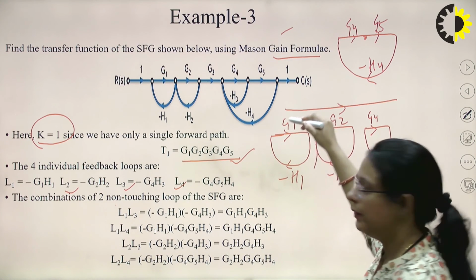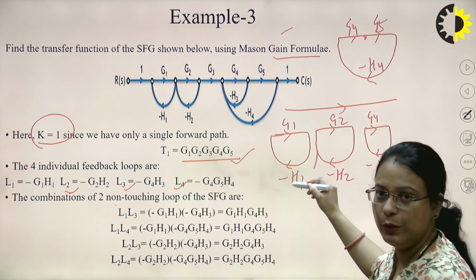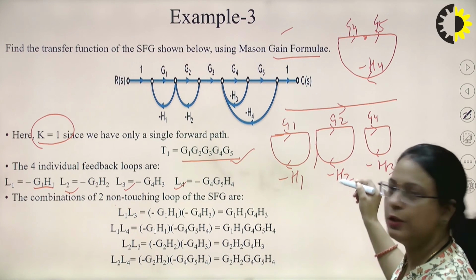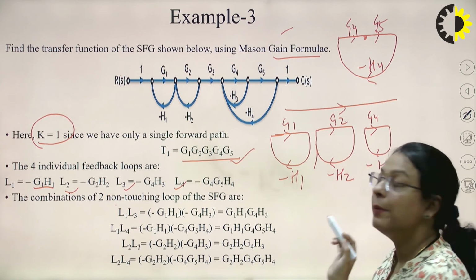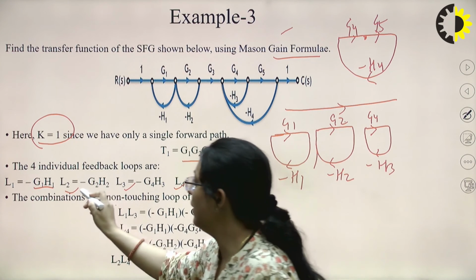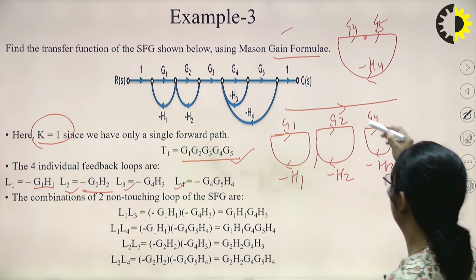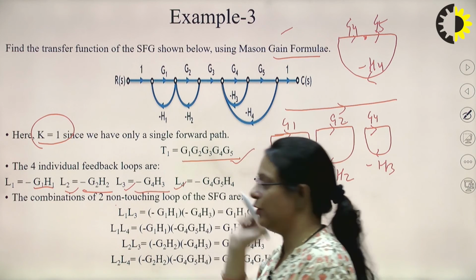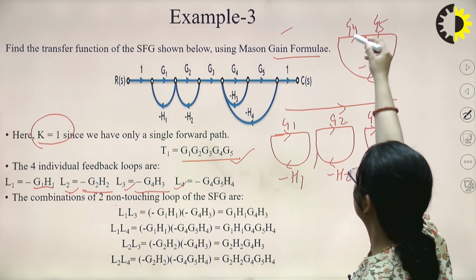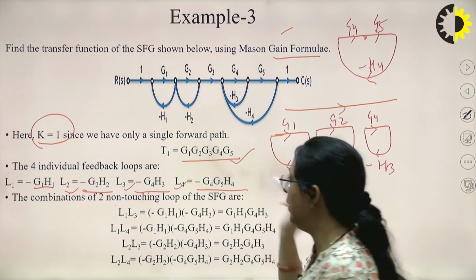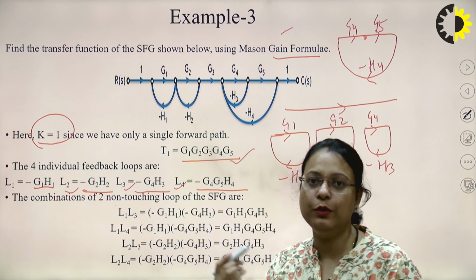For L1, the gain will be minus G1 into H1. For L2, the gain will be minus G2 into H2. Here for this, G4 into minus H3, so this will be minus G4 H3. Similarly, for this, G4 into G5 into minus H4, so the loop gain will be minus G4 into G5 into H4.